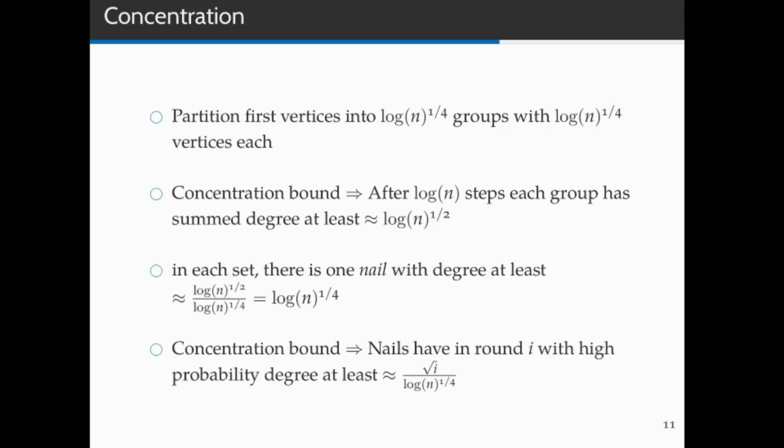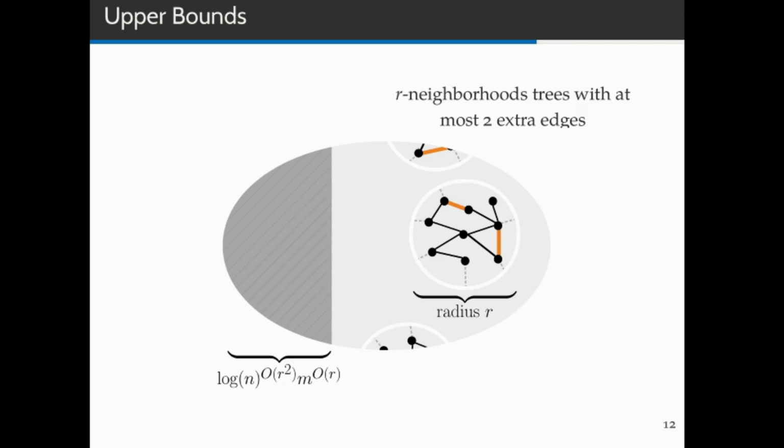So now the concentration bound tells us that in round i, the degree of the nails is relatively close to square root of i. So it's close enough to square root of i such that our calculations as sketched earlier work properly. Next, I want to focus on the upper bounds, which state that after the removal of a few vertices, every r-neighborhood in the graph is a tree with at most 2 extra edges.